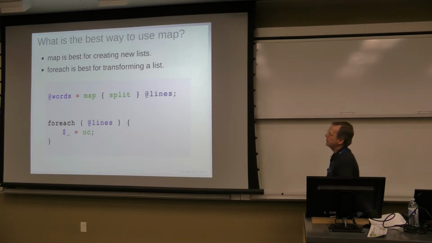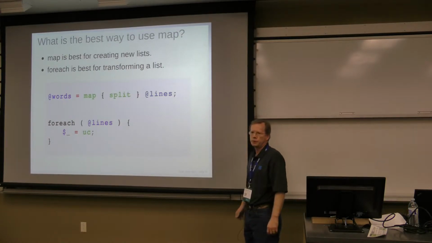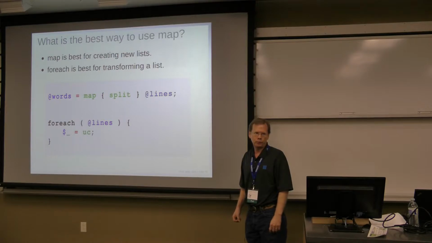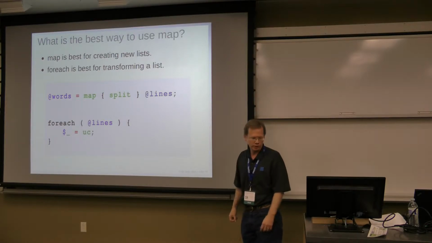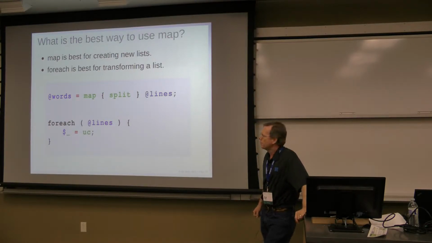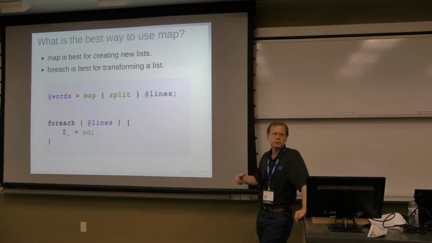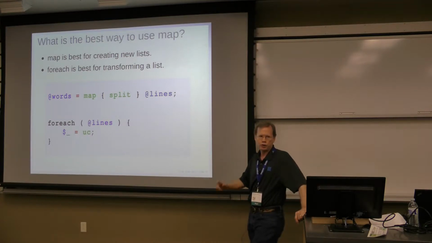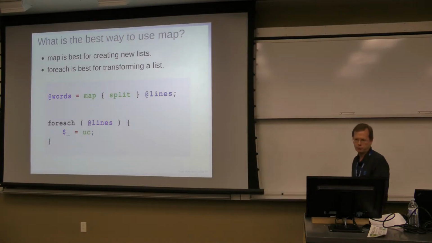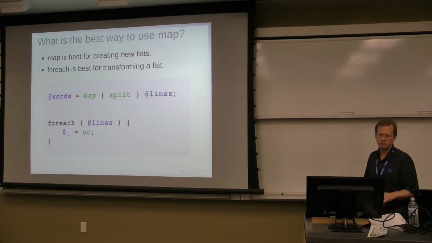It is recommended that we use map for creating new lists. That's where it performs best, and that's where it actually internally has been optimized for. Whereas ForEach is intended for optimizing existing lists, for modifying existing lists. So if you're going to modify a list, use ForEach. If you're going to create a new list, use map. Now there's some exceptions to that, but that's the general rule, and this is actually a Perl best practices recommendation.